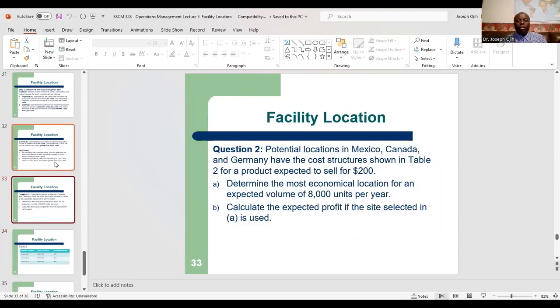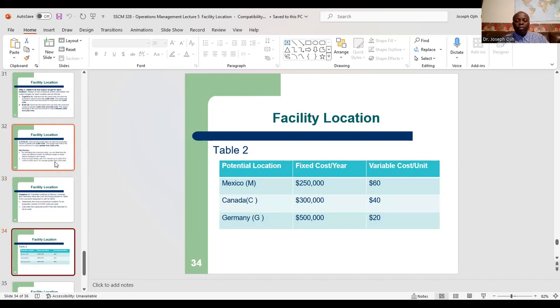Potential locations in Mexico, Canada, and Germany have the cost structures shown in table 2 for a product expected to sell for $200. A, determine the most economical location for an expected volume of 8,000 units per year. B, calculate the expected profit if the site selected in A is used. Now, this is the table I'm talking about here. This is for available sites to choose from.